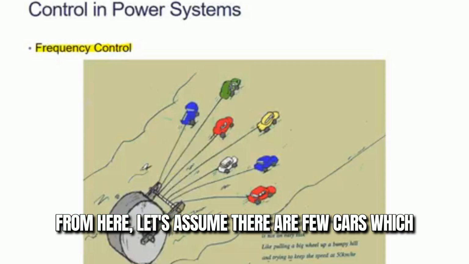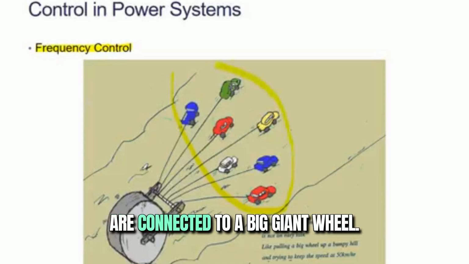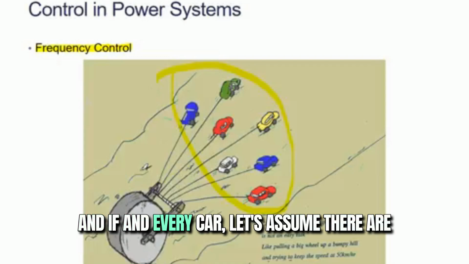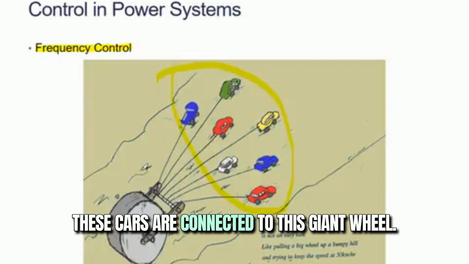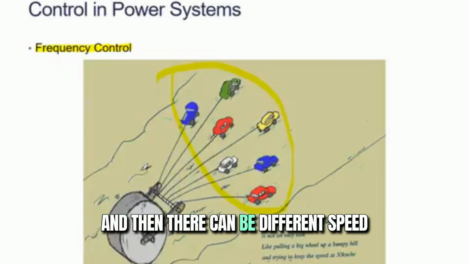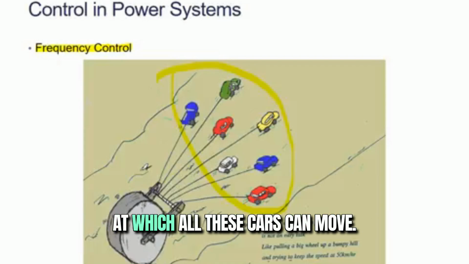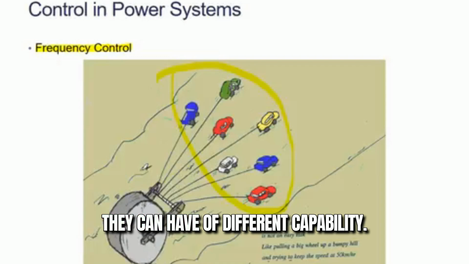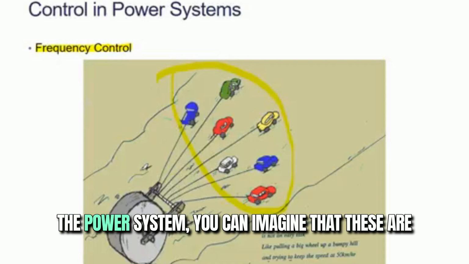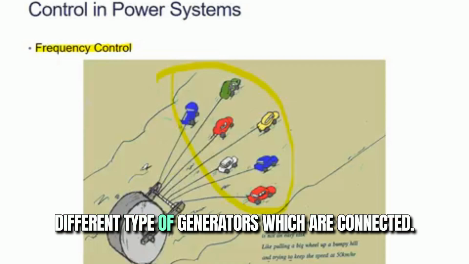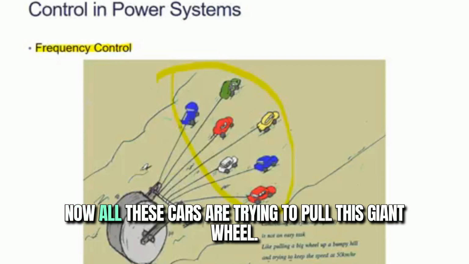Let's assume there are a few cars connected to a big giant wheel, and every car has a different length of string by which it is connected to this giant wheel, and they can move at different speeds. They can have different capabilities. You can imagine this in the context of the power system: these are different types of generators which are connected. Now all these cars are trying to pull this giant wheel.